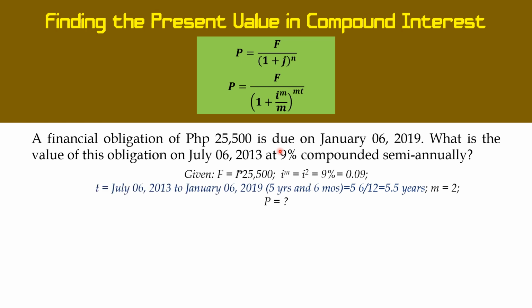So, the given are, we have the future value, 25,500 kasi ito yung obligation niya. Due noong January 6, 2019. Ito yung maturity date. So, therefore, ito yung future value. Then, the annual rate, i raised to m, that is equal to i raised to 2 since it is compounded semi-annually. That is equal to 9% or 0.09. The time from July 6, 2013 to January 6, 2019 is 5 years and 6 months.